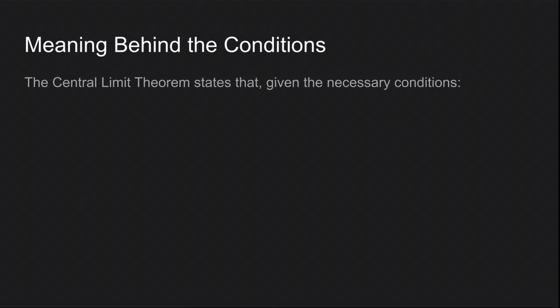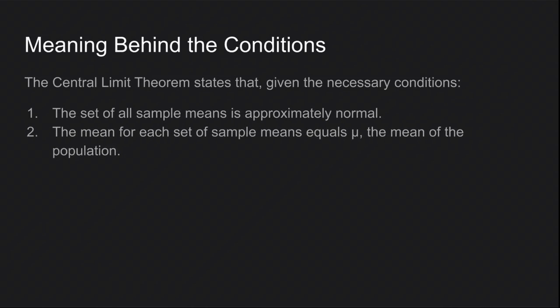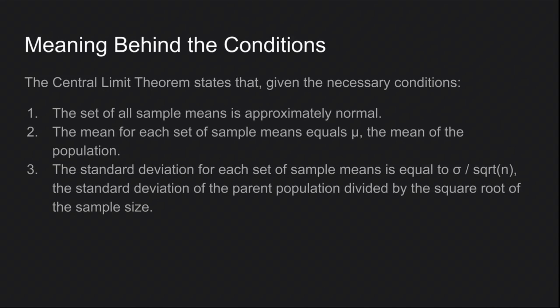The central limit theorem states that given the necessary conditions, that those last three things are met and satisfied, one, the set of all sample means is approximately normal, which is by that third rule. Two, the mean of each set of sample means equals mu, the mean of the population. And I'll explain this in a little bit. And then the third one, the standard deviation for each set of sample means is equal to the standard deviation over the square root of n. So this basically is just the standard deviation of the parent population divided by the square root of the sample size.